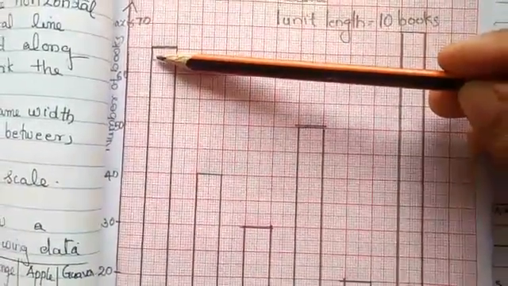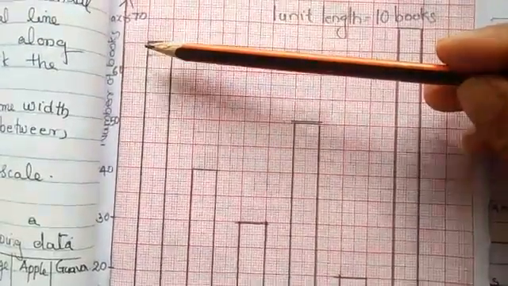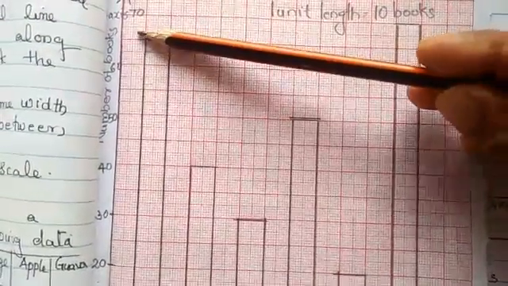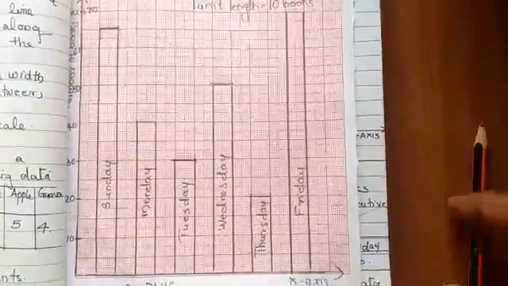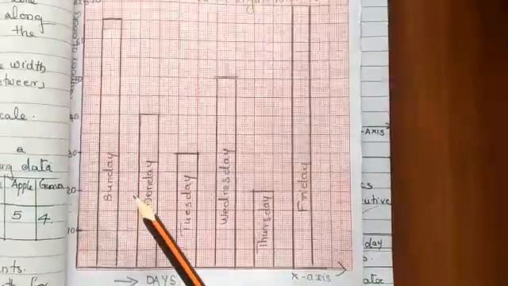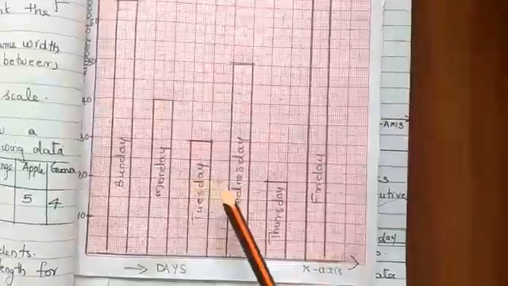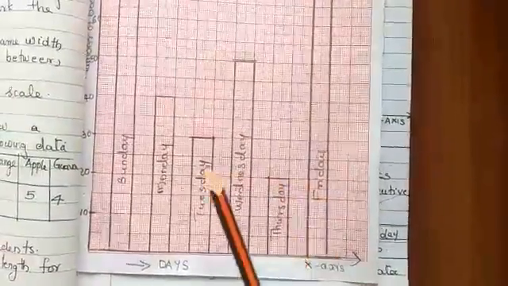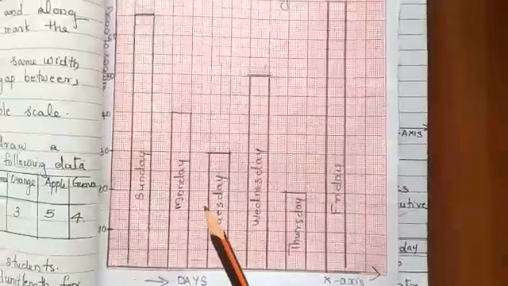10 books is 1 unit length, which means 2 centimeter. Then 1 centimeter will become 5 books. So 60 plus 5 will become 65 on this line. So this is the graph for the given data. You should write on each bar which day it is representing: Sunday, Monday, Tuesday, like that. So this is the graph for the given data.